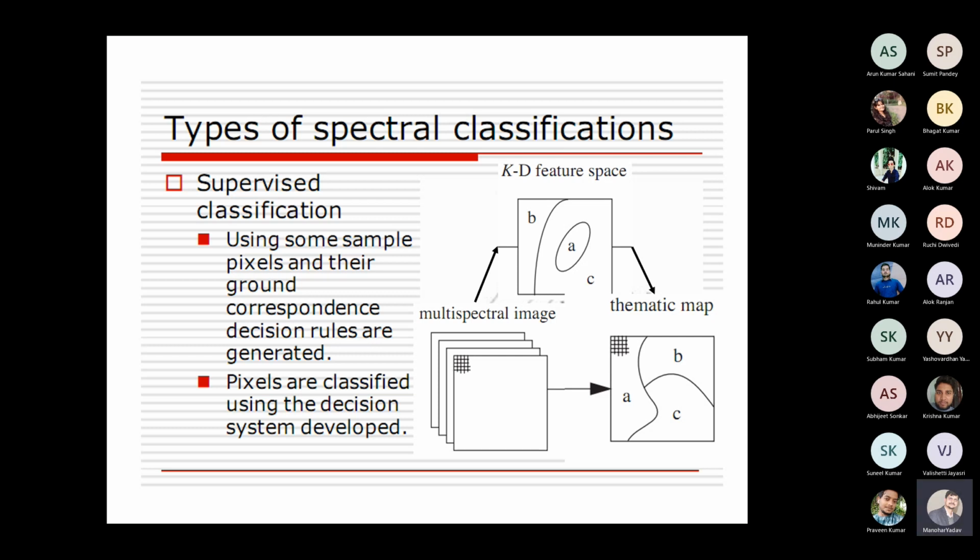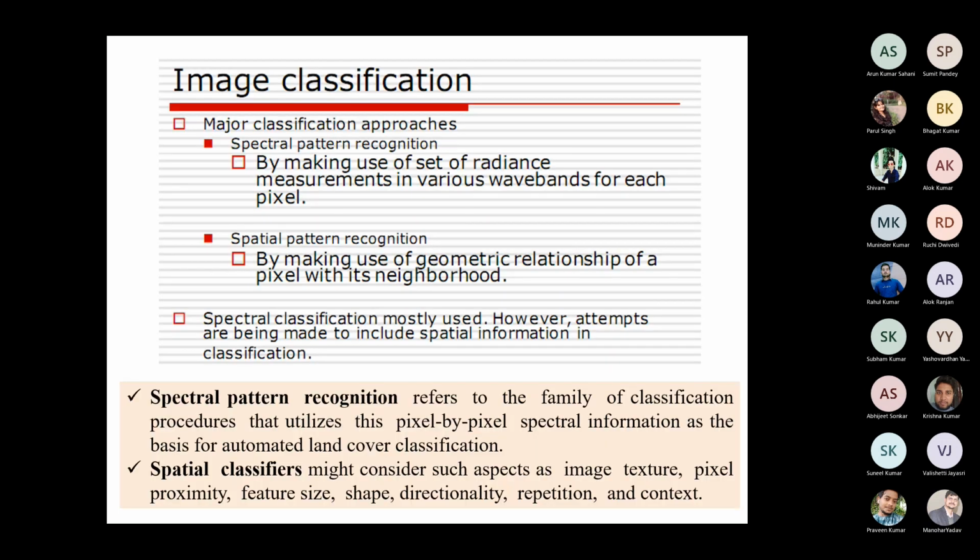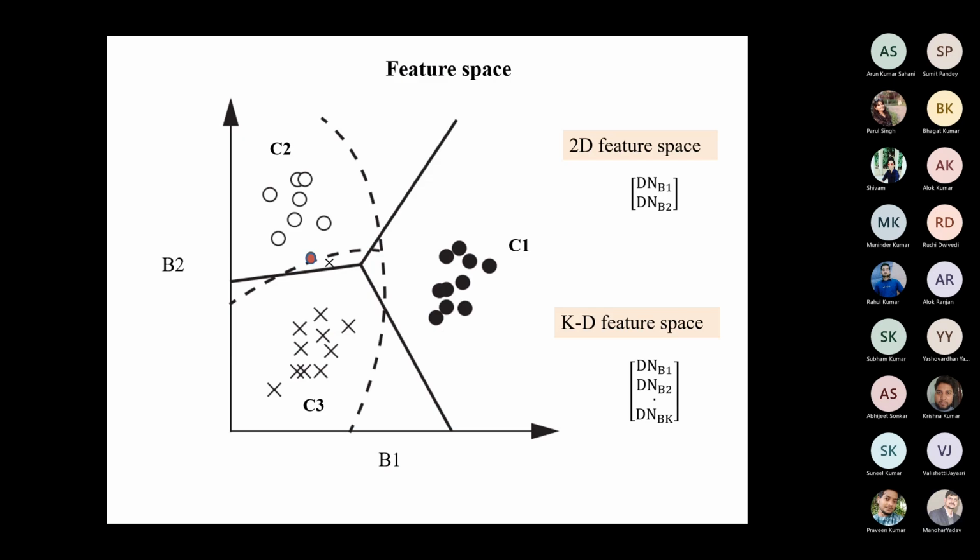In supervised classification, what we do is use some training samples and their ground truth correspondence to define decision rules. As I said before, this is an example of supervised classification, where the ground truth is collected from the field or from the image.